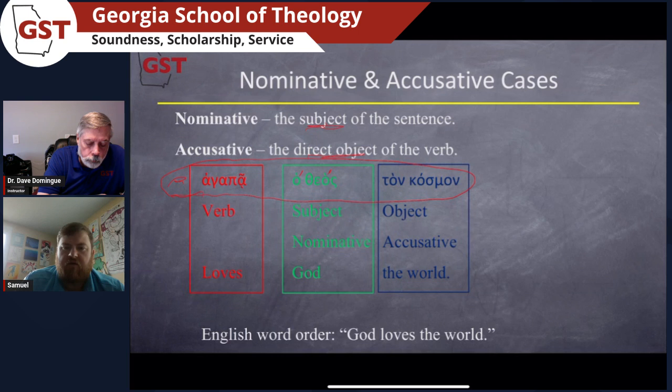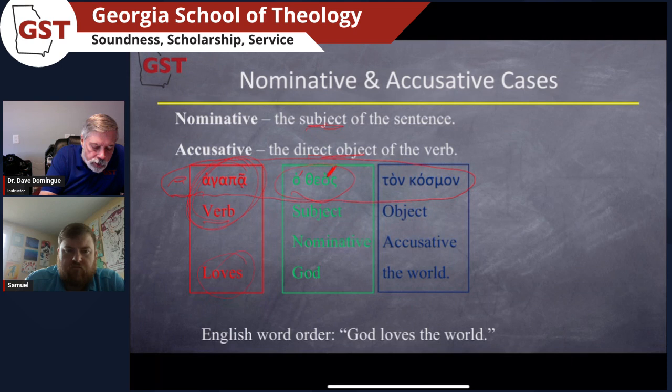Ton kosmon. Very good. So we're not going to get to verbs for a while, until Greek 2. Agape, here's the verb meaning loves. Ho theos, you've learned that. There's our stem ending.